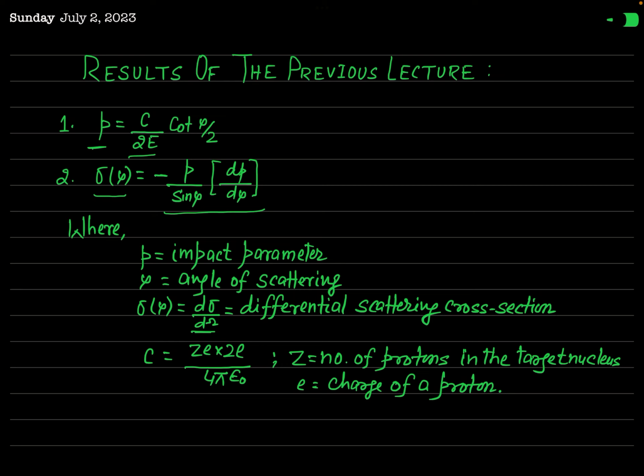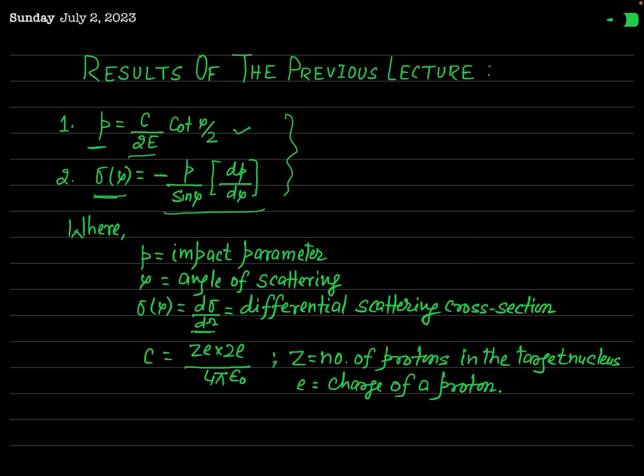Actually we have derived these two results in the previous lecture, so I have mentioned these two results here directly. Okay, so you can see how easily now we can find the expression for this differential scattering cross section, because already P is known here. And for finding the expression for sigma phi we need the expression for P.